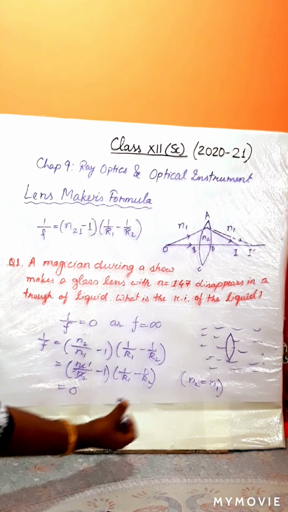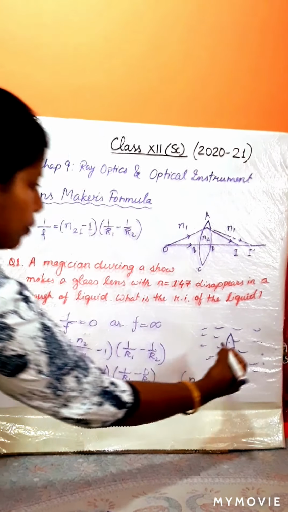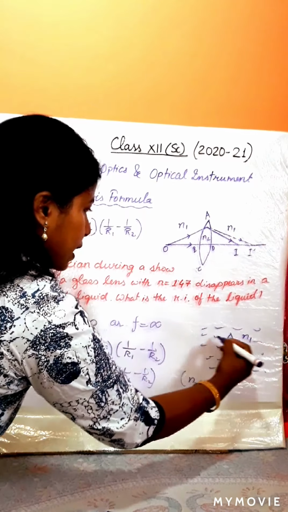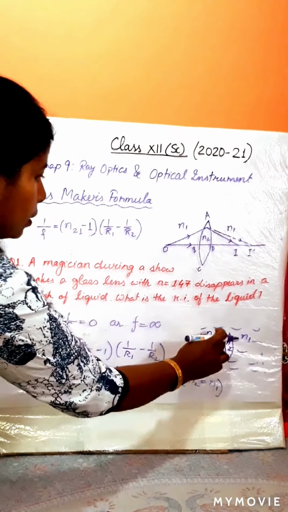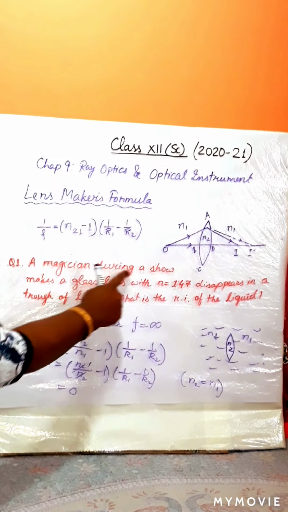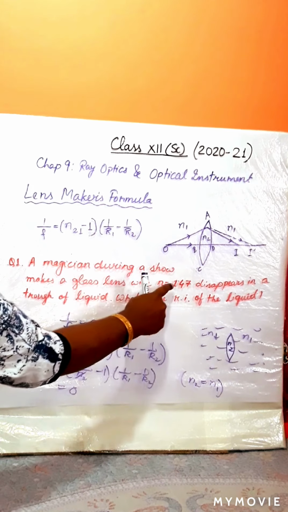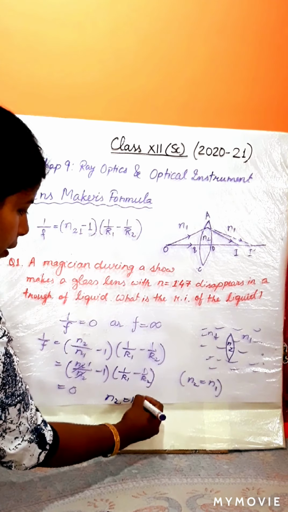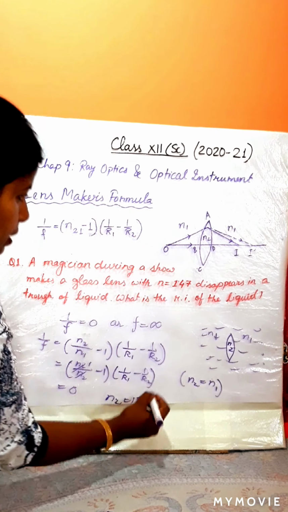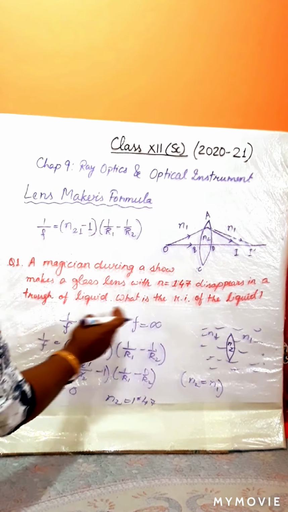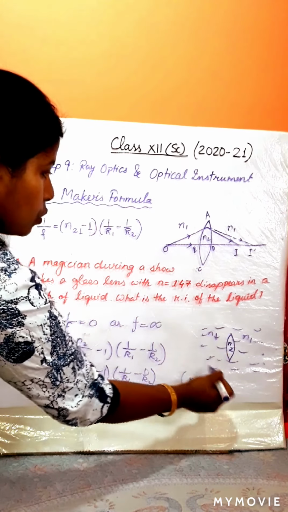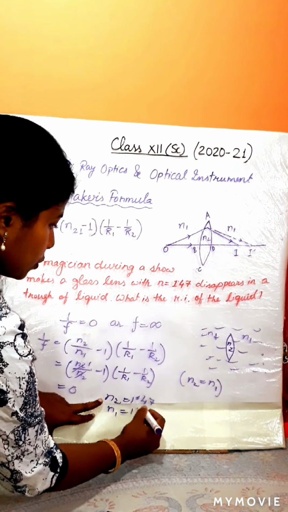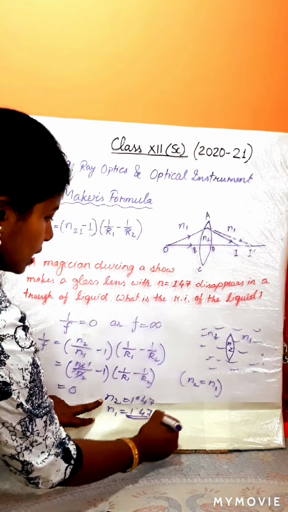That means here the refractive index of this lens is n2, and the refractive index of the surrounding is n1. Now according to our question, a magician during a show makes a glass lens with n equal to 1.47. That means here n2 equal to 1.47, the refractive index of this lens. What is the refractive index of the liquid? The liquid is the surrounding, so the surrounding will also be 1.47. So this is the answer.